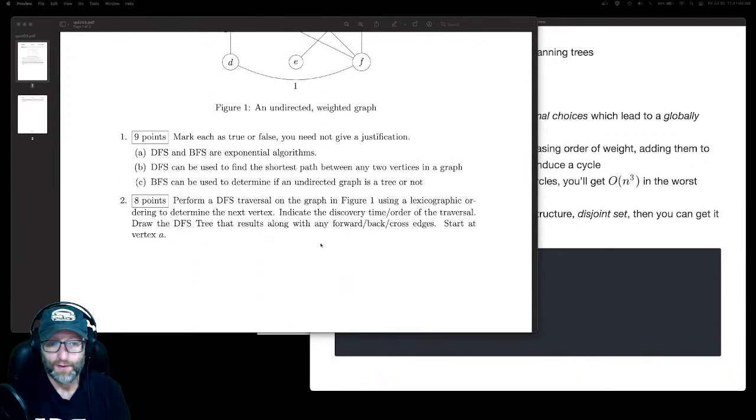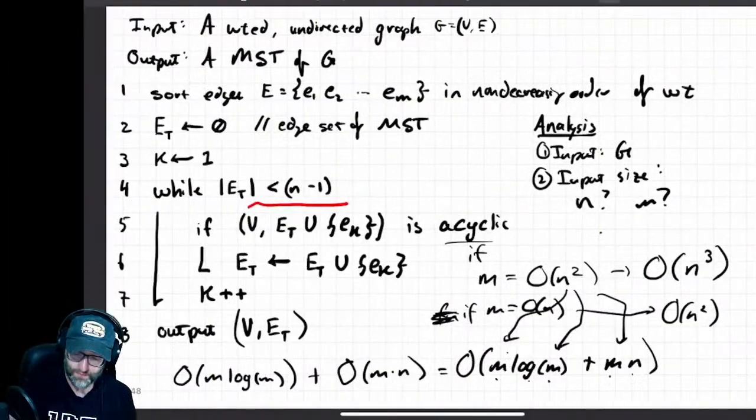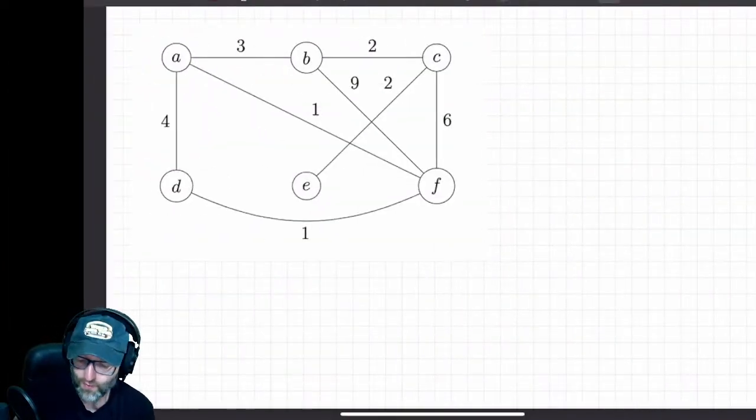Perform DFS traversal on the graph in figure 1 using lexicographic ordering to determine the next vertex. Indicate the discovery time order of the traversal. Draw the DFS tree that results with any forward, back, cross edges. Start at vertex A. Okay. So I've already got that over here. Right, here it is. Let's go ahead and start performing a DFS. We will start at A.